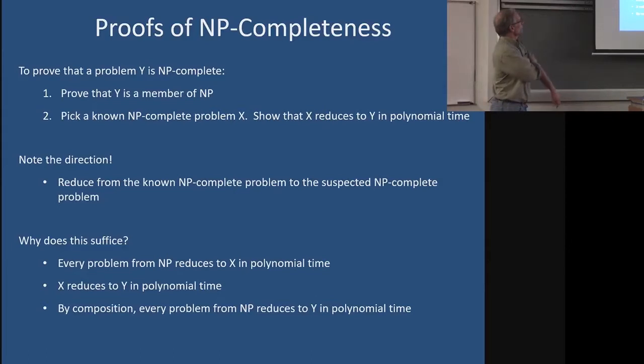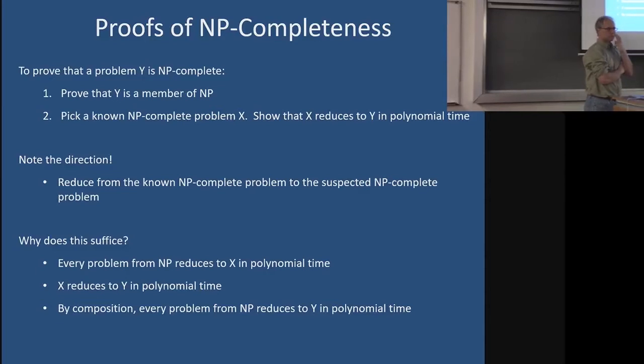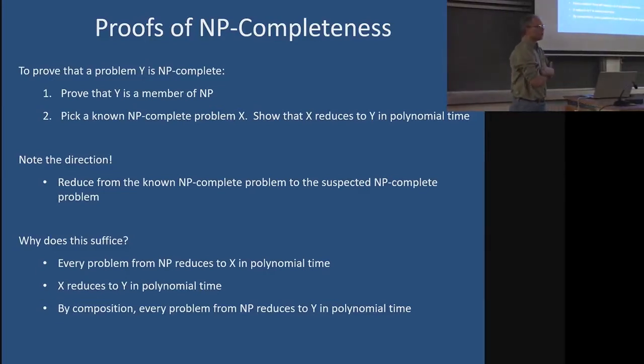Next, the other thing, which is usually harder, is you pick a known NP-complete problem, X, and show that X reduces to Y in polynomial time. The direction is important. I emphasized this last time. You're going from the known NP-complete problem to the candidate NP-complete problem.